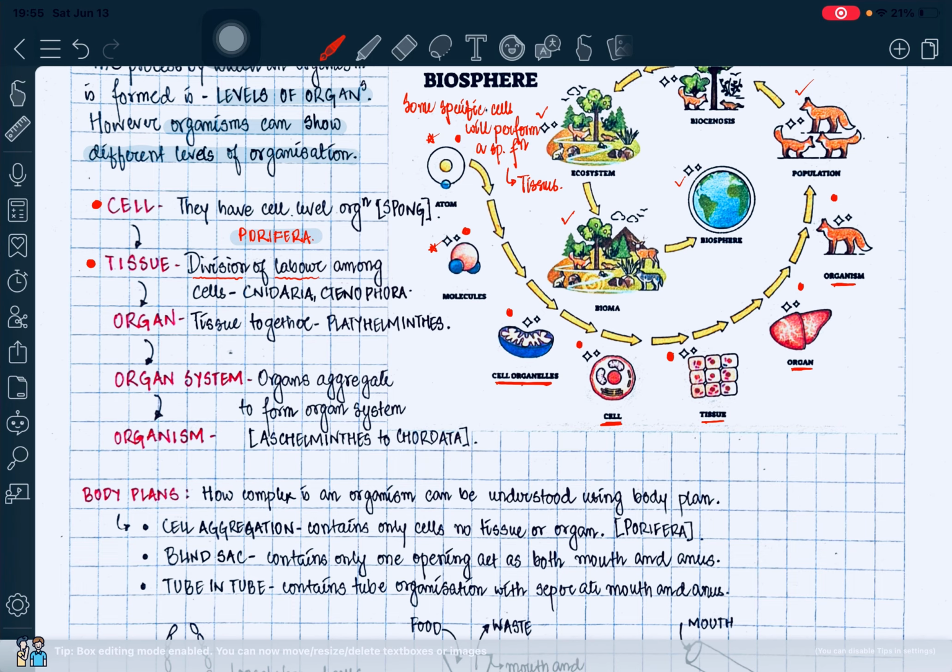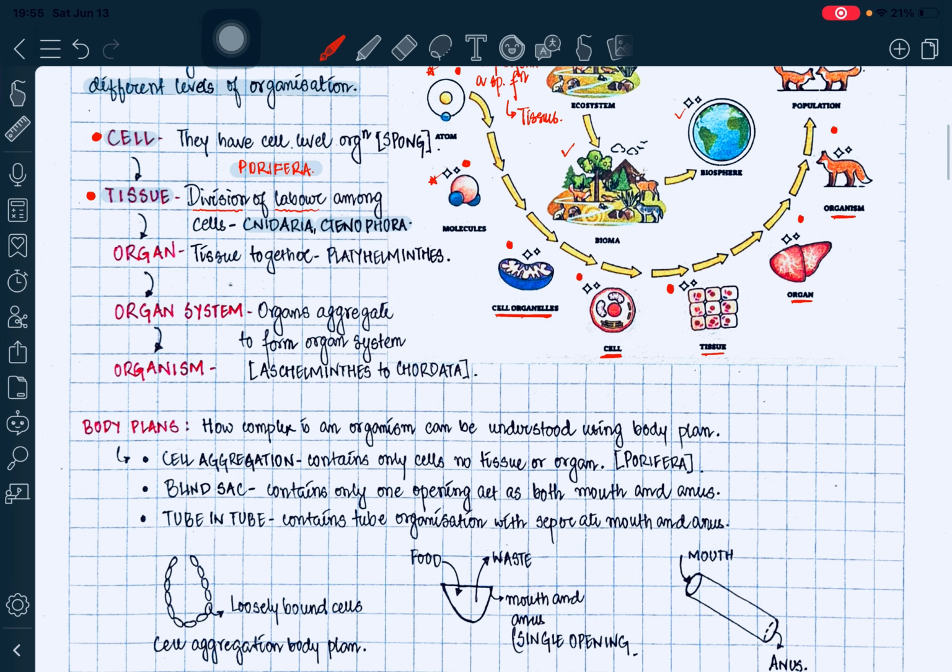So in some organisms we will see the tissue level of organization. For example, in case of Cnidaria and Ctenophora, we will see the tissue level organization. In these organisms, they will have tissue that will perform a particular function.